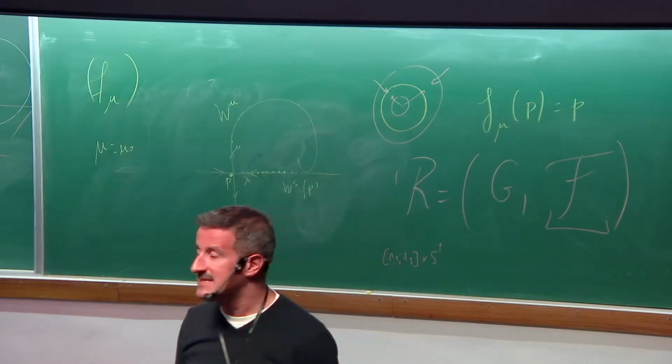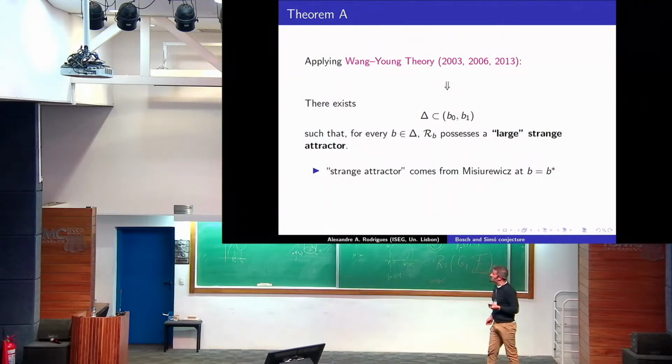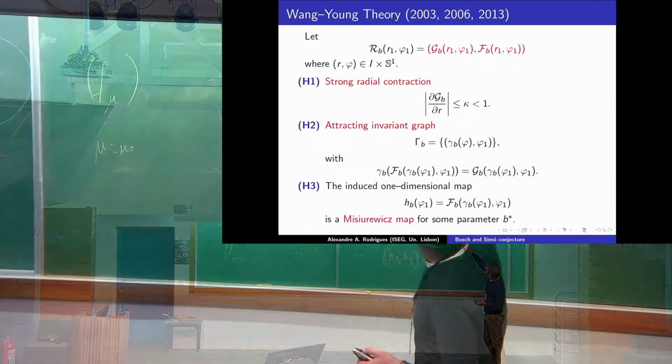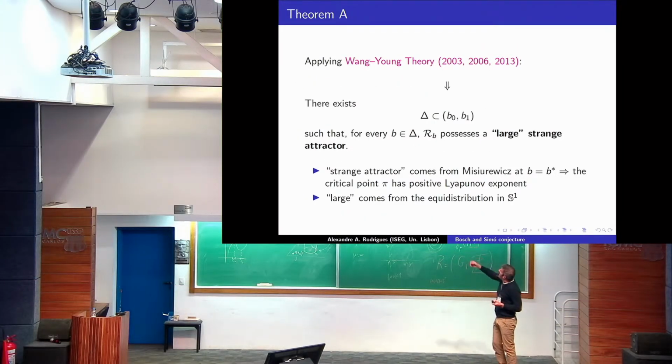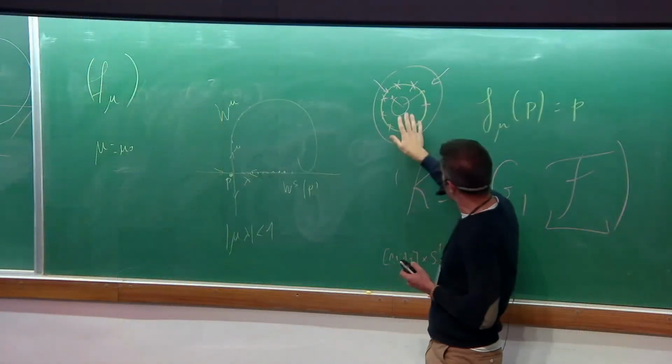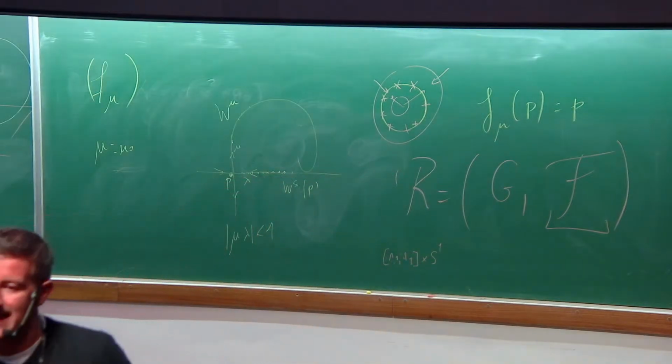The theory says that it's possible to find a set of parameters in B in such a way that the first return map possesses a large strange attractor. Strange attractor comes from being Misiurewicz, comes from hypothesis C3, and being large comes from the equidistribution of elements in the S1. It means that an orbit here shadows this. Since the orbit shadows this, when I lift the strange attractor, I cover more than one small pipe. Okay, I'm going to skip this.